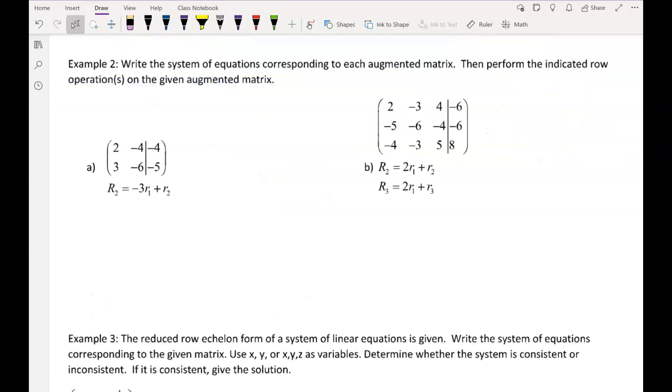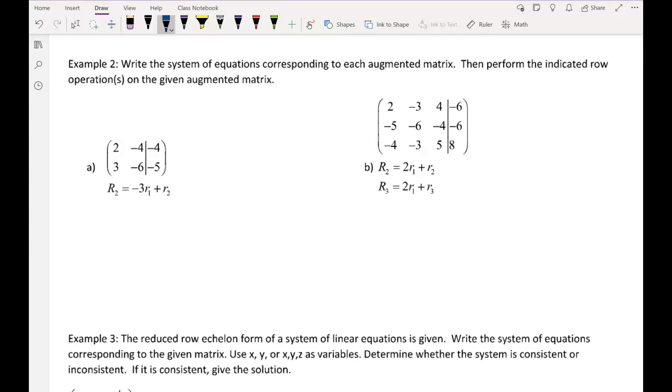All right, guys, example 2. Let's go. Write the system of equations corresponding to each augmented matrix. Then perform the indicated row operation or operations on the given augmented matrix. So there are two things that they want us to do here. The first is to write a system of equations for the augmented matrix that they gave us.